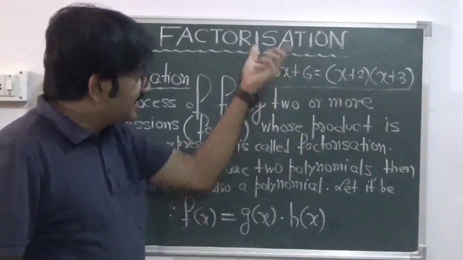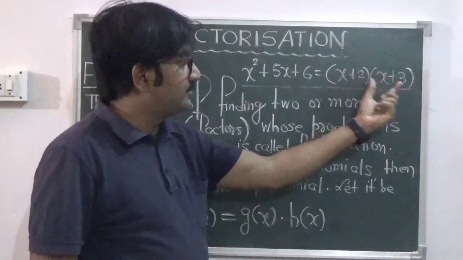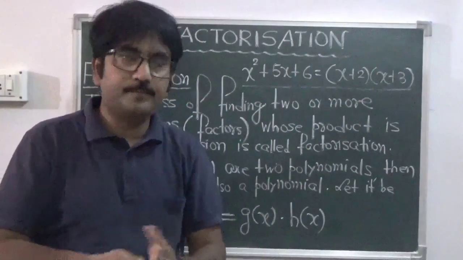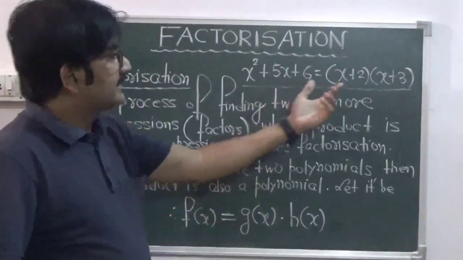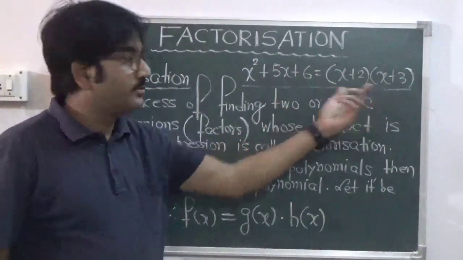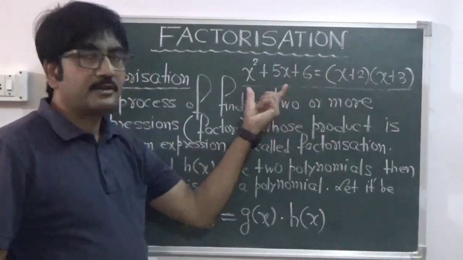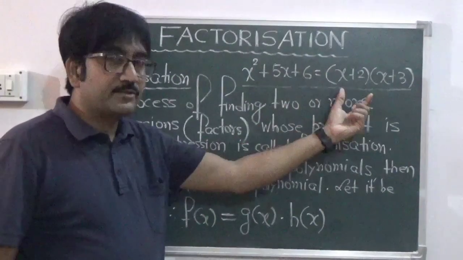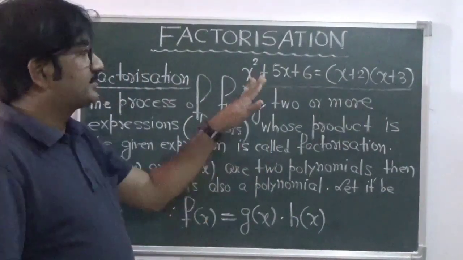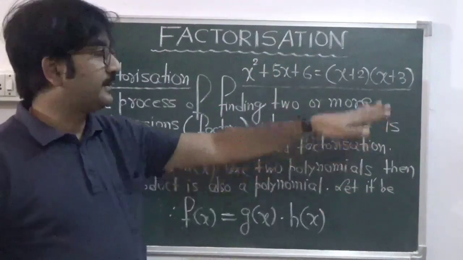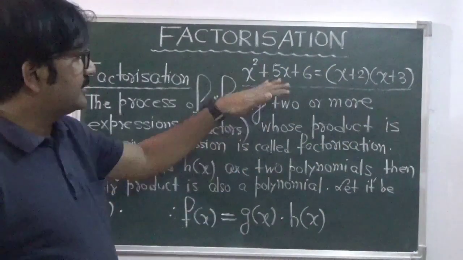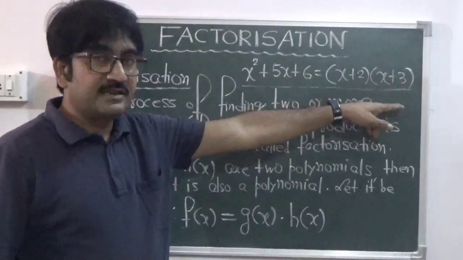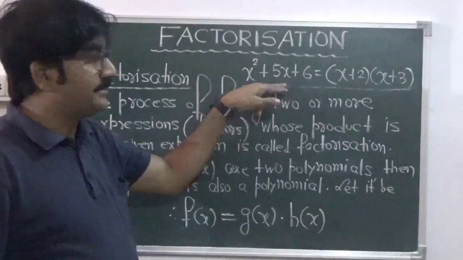Now this expression is written as x plus 2 into x plus 3 as the product of two expressions. It can be more than two. But now, since this is expressed as a product of these two, each of these, x plus 2, is a factor of x square plus 5x plus 6, because if we divide this by x plus 2, we get the remainder 0. That means x square plus 5x plus 6 is completely divisible by x plus 2. In the same way, x square plus 5x plus 6 is completely divisible by x plus 3, and hence x plus 3 is also a factor of x square plus 5x plus 6.